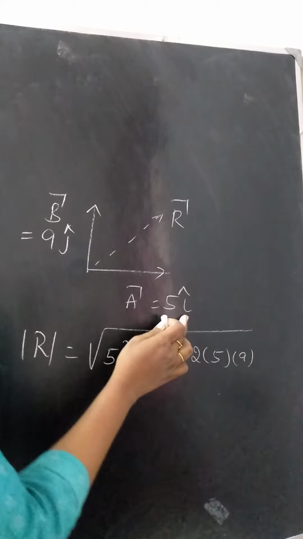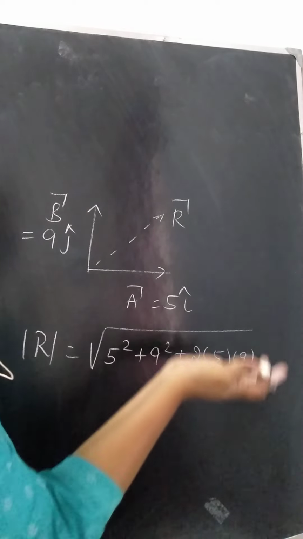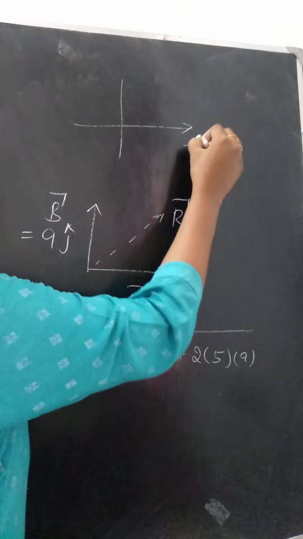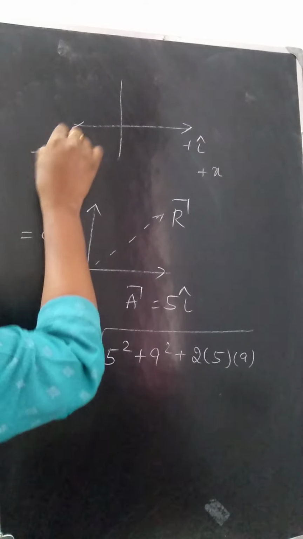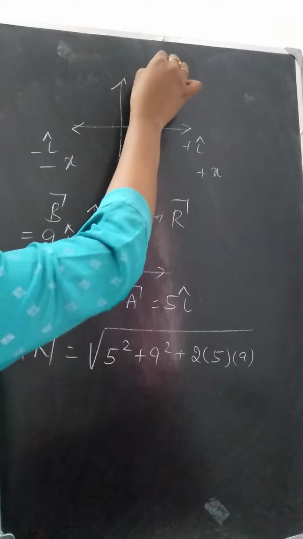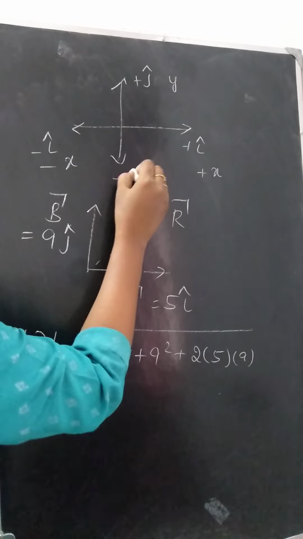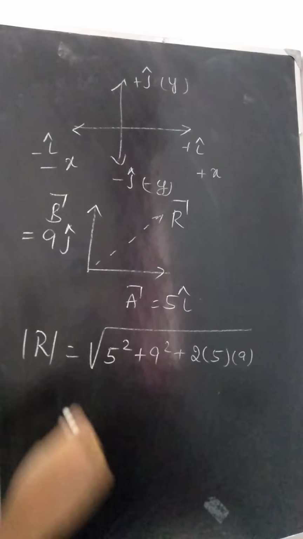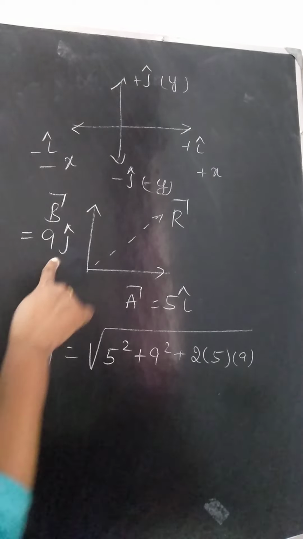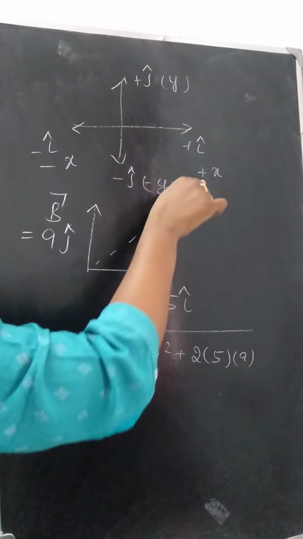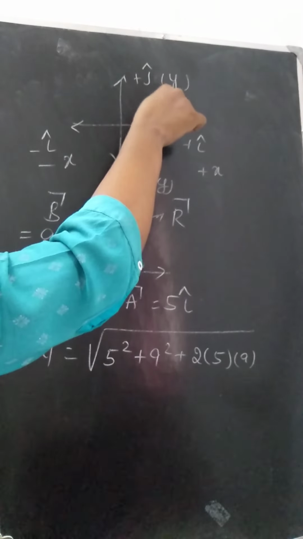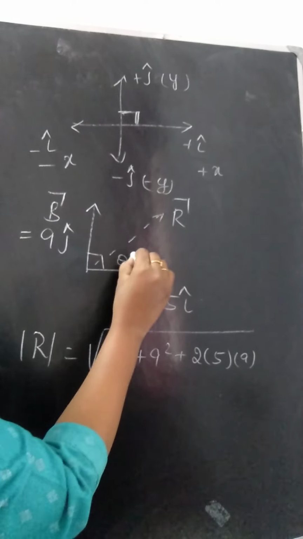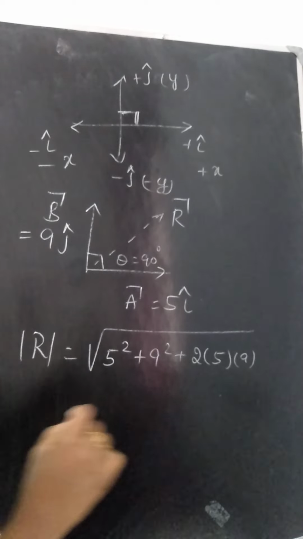Good. Because here it is given i cap, right? i cap is acting in which direction? Plus x. According to the coordinate system, plus i cap means plus x, minus i cap means minus x, plus j cap means y direction, minus j cap means minus y direction. Remember this? If they have given plus i cap and plus j cap, that means one vector is acting along the plus x direction and another vector is acting along the plus y direction. The angle between the two is 90 degrees. So what is the theta value in this case? 90 degrees, right?